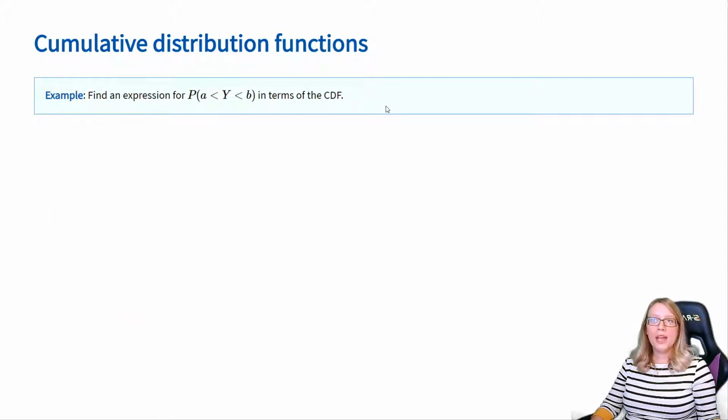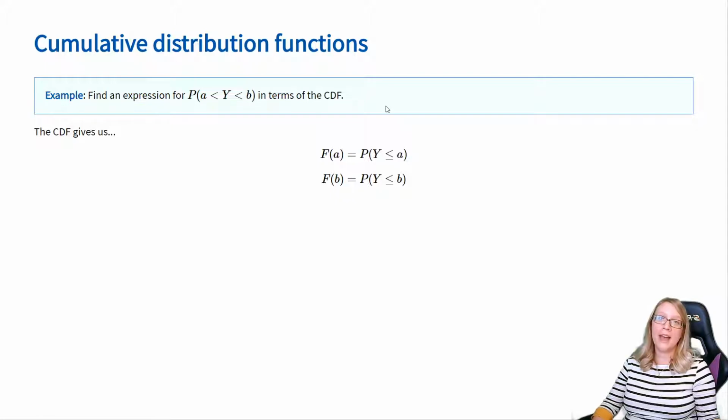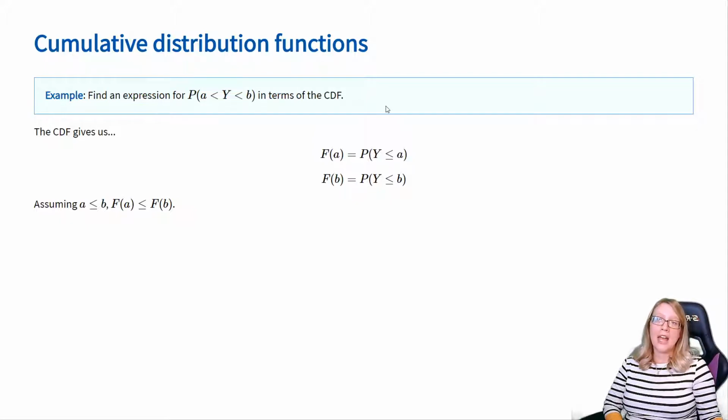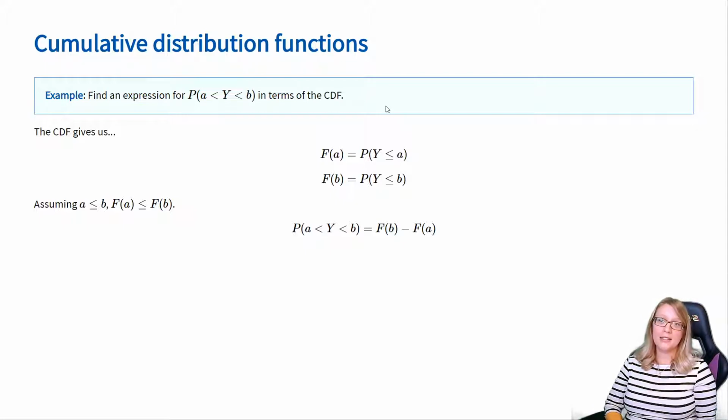So let's find a way to express the probability that y is between a and b in terms of the CDF. So the CDF gives us the following. We know the probability that y is less than or equal to a is the CDF evaluated at a. We know that the probability that y is less than or equal to b is the CDF evaluated at b. Assuming then that a is less than or equal to b, the CDF of a must be less than or equal to the CDF of b. So then to find this probability, if we know what the CDF is, then we can just take the CDF of b minus the CDF of a.